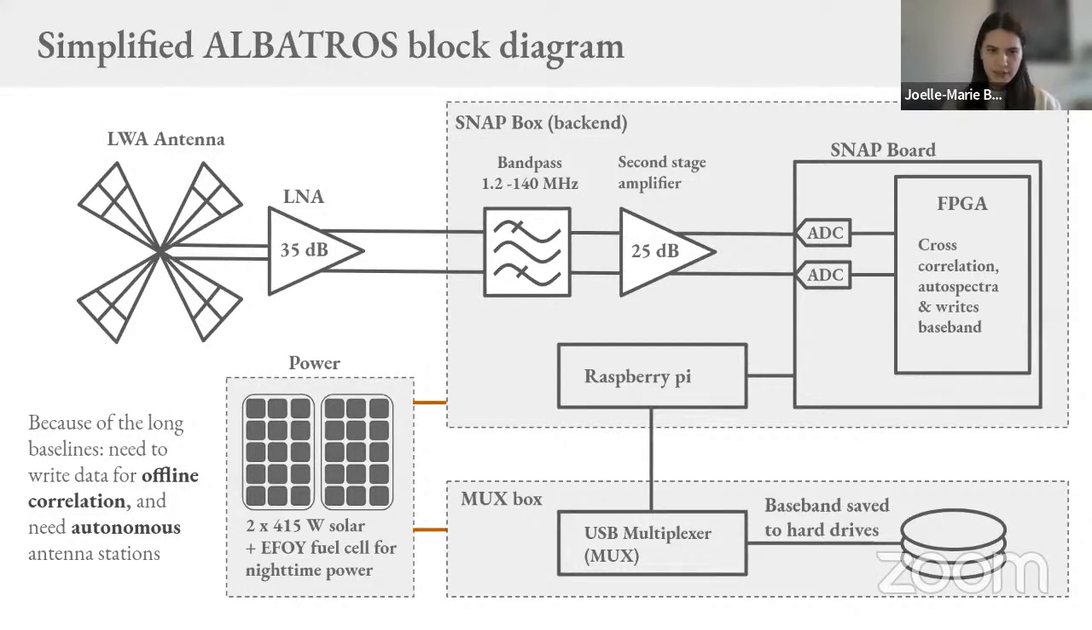Another challenge is that since the baselines are on the order of tens of kilometers, it's really not feasible to run cables between all of them to do direct correlation. And so with the help of a USB multiplexer, we will cycle through a hard drive bank and save data directly to the hard drives for offline correlation.